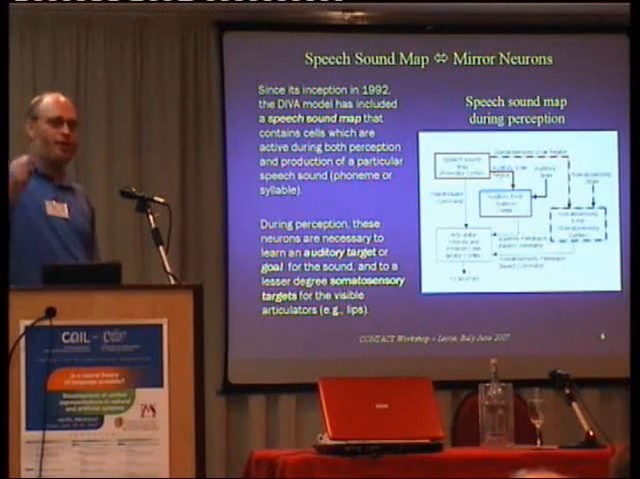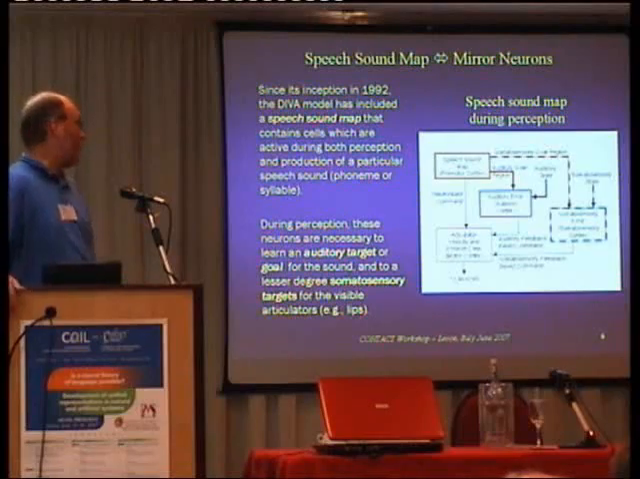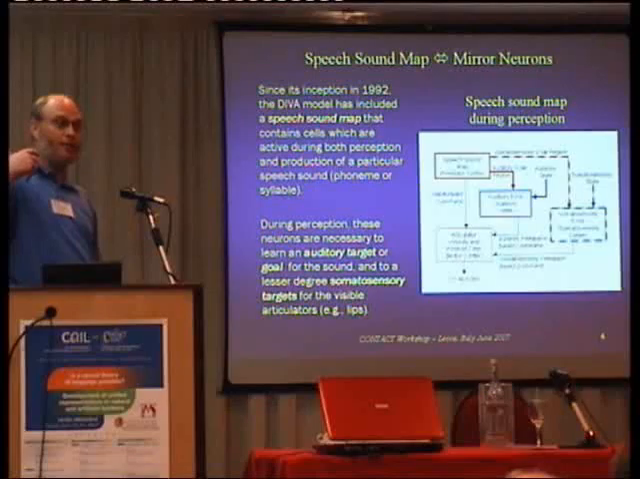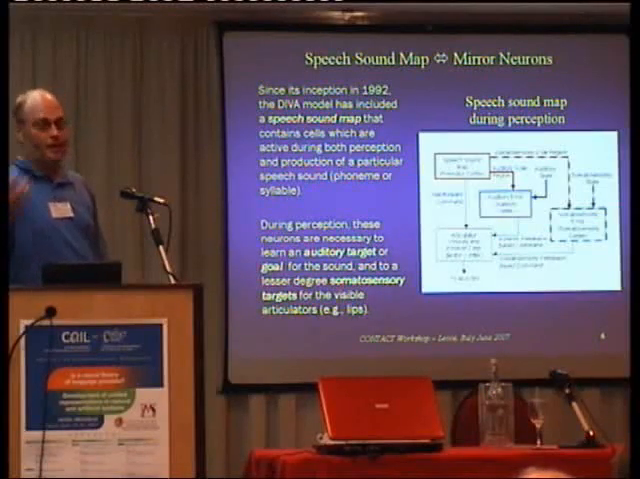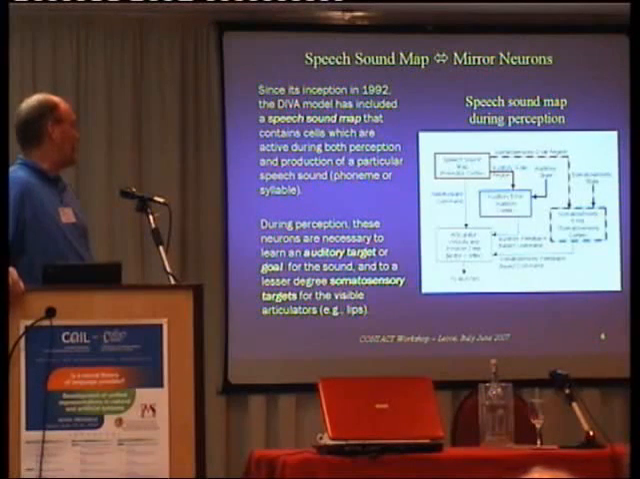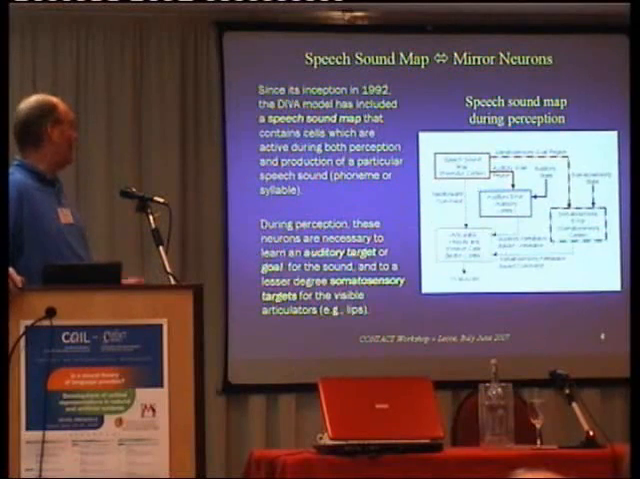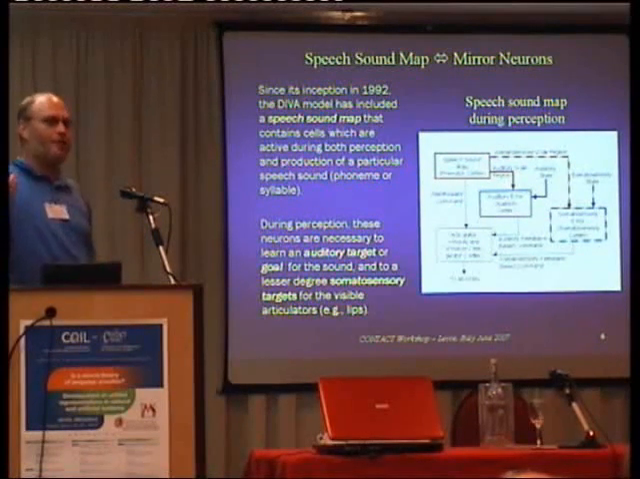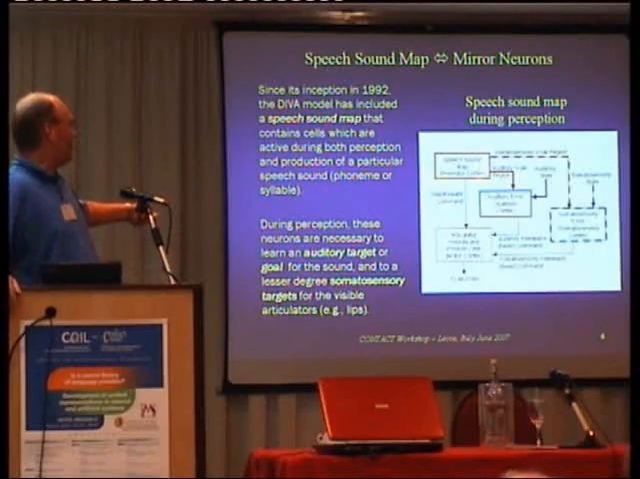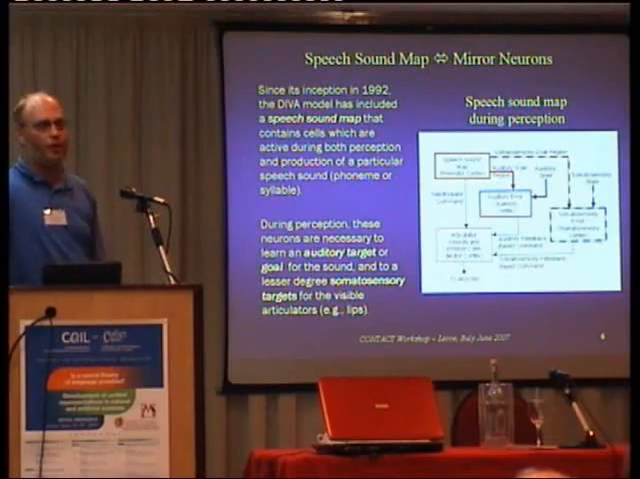We just have one cell for each speech sound that is learned by the model, and that cell is activated when the model perceives the sound, and this is necessary for it to learn the sensory characteristics of that sound, but it's also activated when the model needs to produce that sound, and that happens by reading out first the learned sensory targets that were learned when the model first perceived the sound. So imagine a sound comes in, the model's never heard it, we activate a speech sound map cell, and we learn what that sound was like, and I'll call that the auditory goal region.